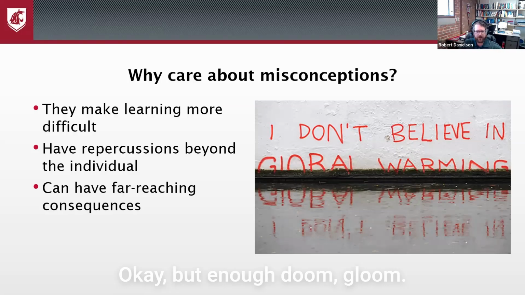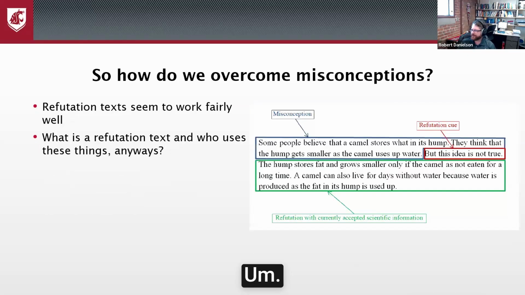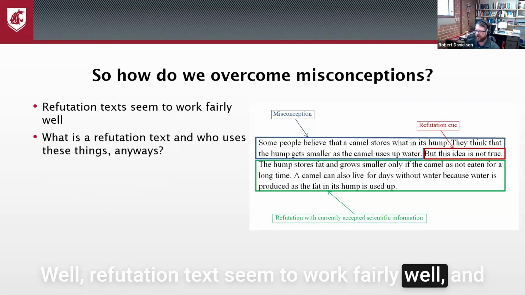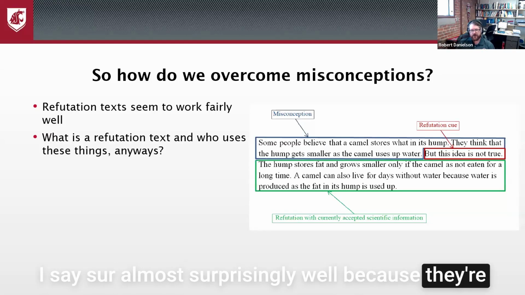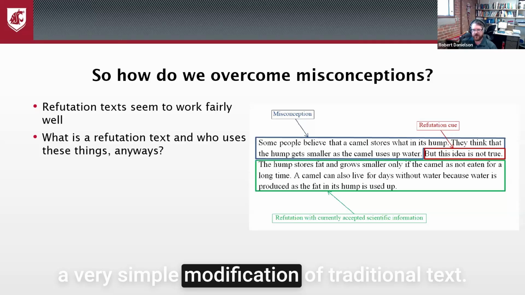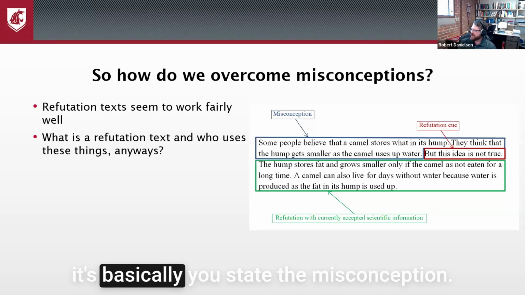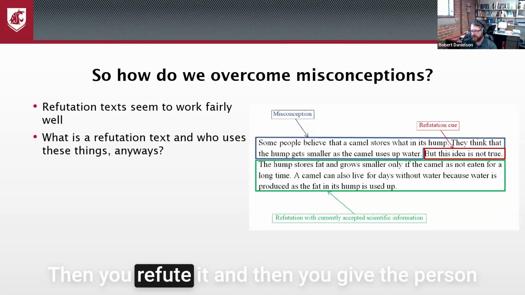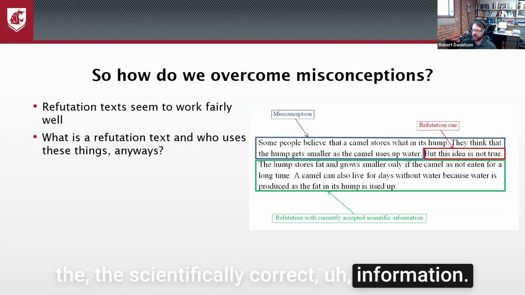Okay, but enough doom and gloom. How do we overcome these things? Refutation texts seem to work fairly well, and I say almost surprisingly well because they're a very simple modification of traditional text. So this is one from Tippett, and it's basically you state the misconception, then you refute it, and then you give the person the scientifically correct information, right?